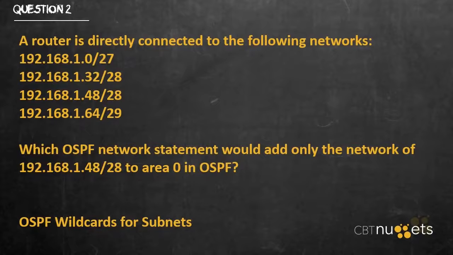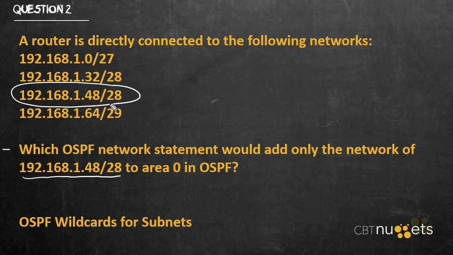All right, onward and upward. Question number 2. A router is directly connected to the following networks: the 192.168.1.0, 1.32, 1.48, 1.64 with these respective masks. And the question is, which OSPF network statement would add only the network of 192.168.1.48 with a 28-bit mask, this one right here? Which network statement would add just that network into OSPF in area 0 on this router? So take a moment, pause me, and we'll be back to compare notes in just a moment.